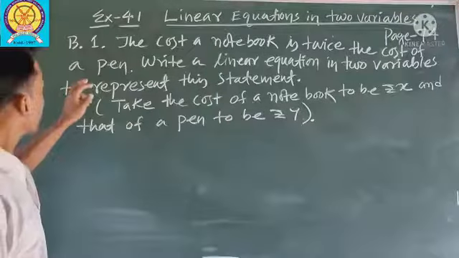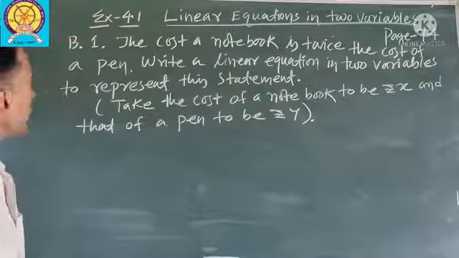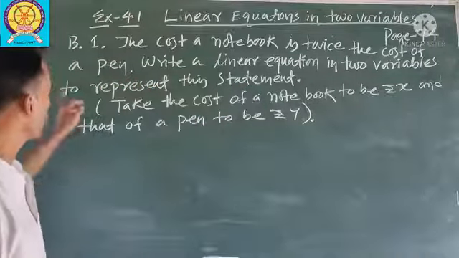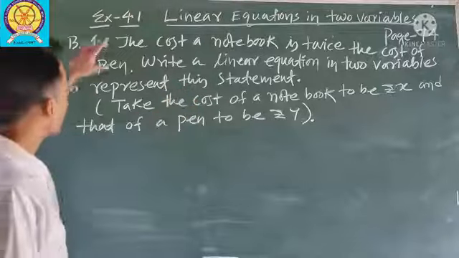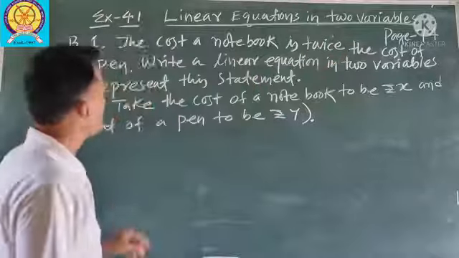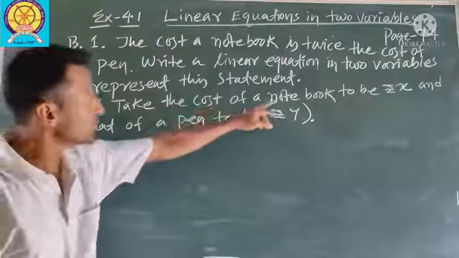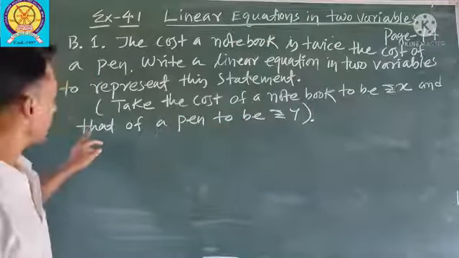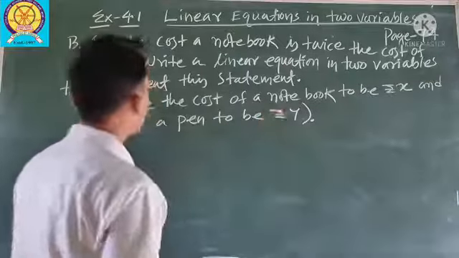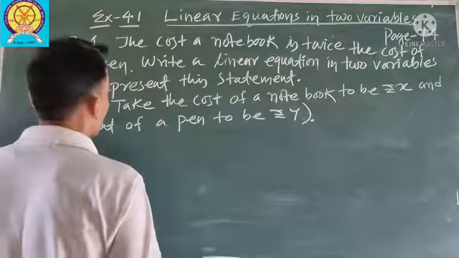Let's see the next question, B1. The cost of a notebook is twice the cost of a pen. Write a linear equation in two variables to represent this statement. So what is your statement? The cost of a notebook is twice the cost of a pen. Here one hint is already given in your question. Take the cost of a notebook to be rupees X and that of a pen to be rupees Y. This hint is already given in your question. So we have to write a linear equation in two variables.